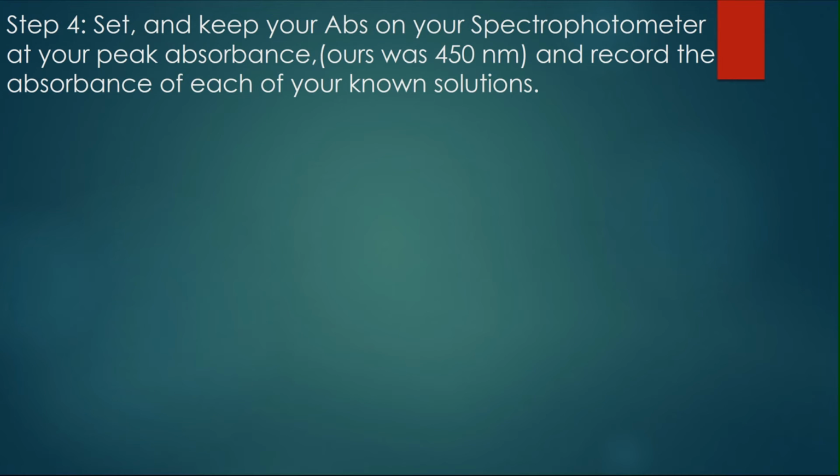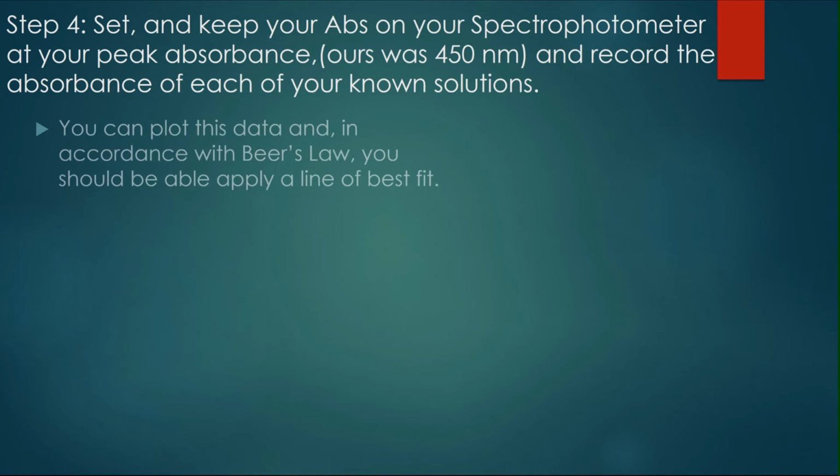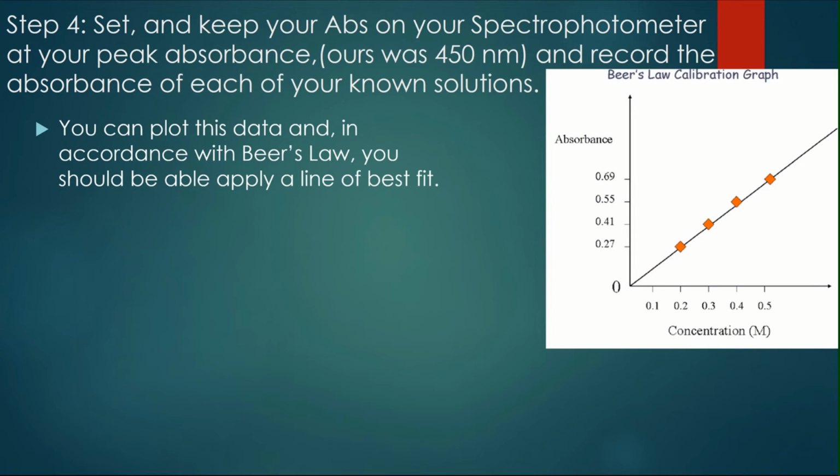Now that we have our known solutions, we'll want to record their absorbance at our peak absorbance, which again was 450 nanometers. We're going to set that at 450 nanometers. We'll keep it there, and we'll find each of our known solutions' absorbance. So here's our 0.2 molar. Looks like our data suggests we're about 0.27. Here's our 0.3 concentration, our 0.4 concentration, and our stock solution, which was 0.5 molar.